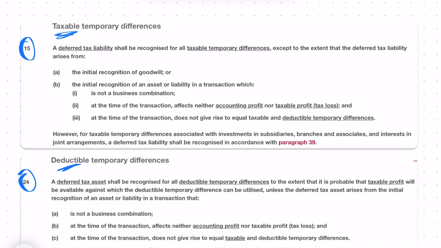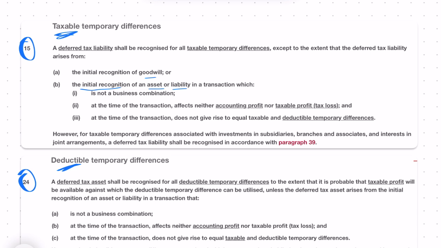Okay, so just to understand then, what do paragraphs 15 and 24 say? Essentially, it comes down to this: whenever there are taxable temporary differences, we are going to provide for deferred tax on those taxable temporary differences. However, there are certain exceptions. So the first exception is if it is goodwill, then we do not provide any deferred tax. Now, when it comes to the initial recognition of an asset or liability, then there are three things that we need to satisfy in order to not have deferred tax on the transaction.